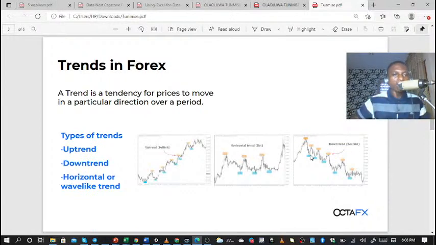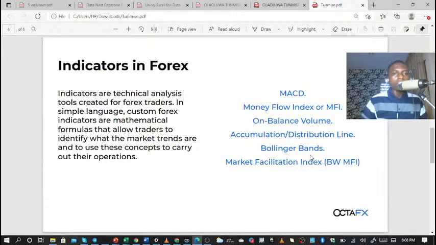Now we've looked at time frame, and we're having an overview on trends. Then let's look at indicators. Now, we have what we call indicators.